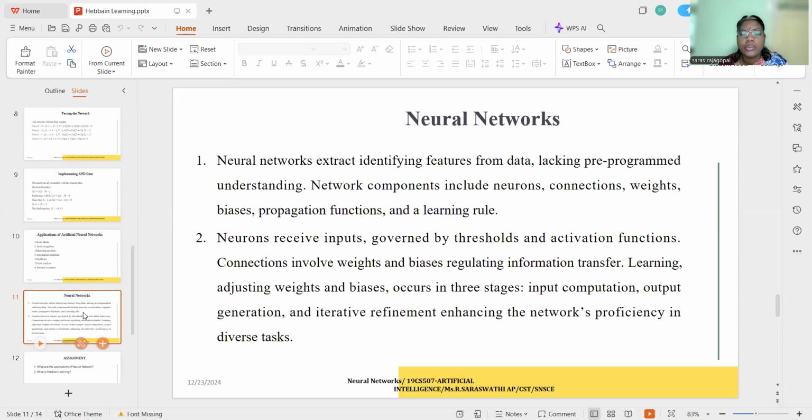A neuron receives input governed by a threshold and activation function. The connections involve weight and bias, regulating information transfer. Learning, which is adjusting weight and bias, occurs in three stages: input computation, output generation, and iterative refinement, enhancing the network's proficiency in diverse tasks.